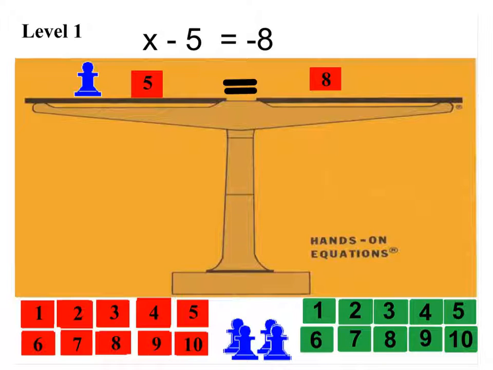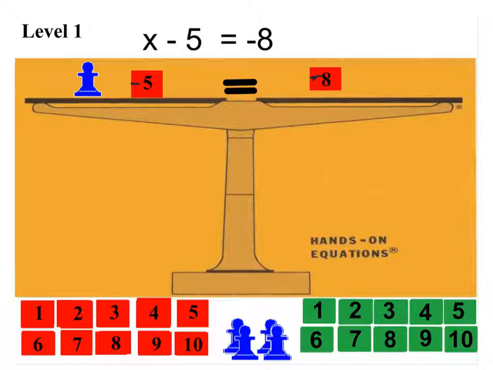Well, let's try another one. So I've already loaded up my scale. I have x and I have -5. Now remember, on your paper, you could represent this by doing the negative symbol in front, okay? And then on the other side, I also have -8.